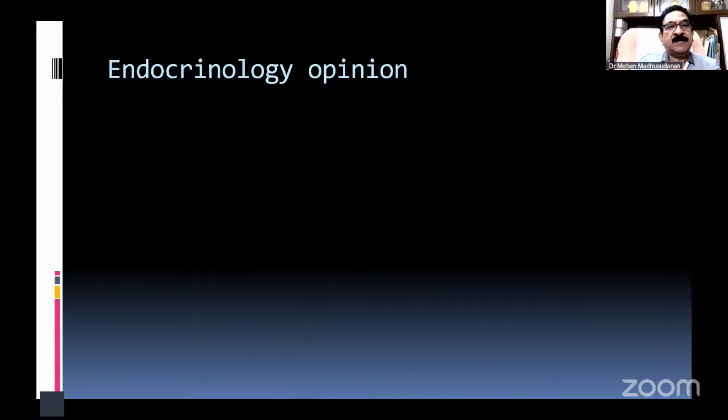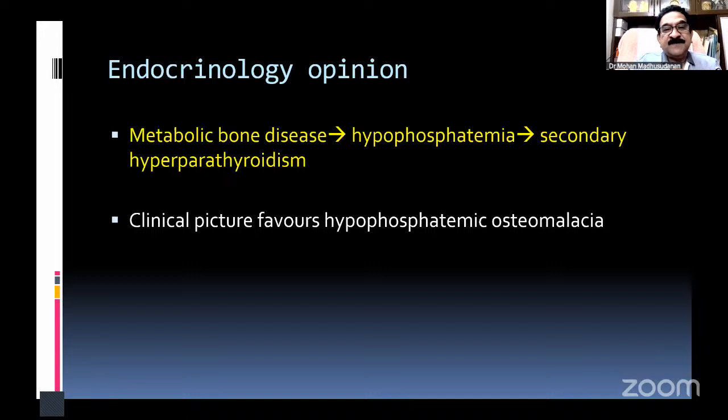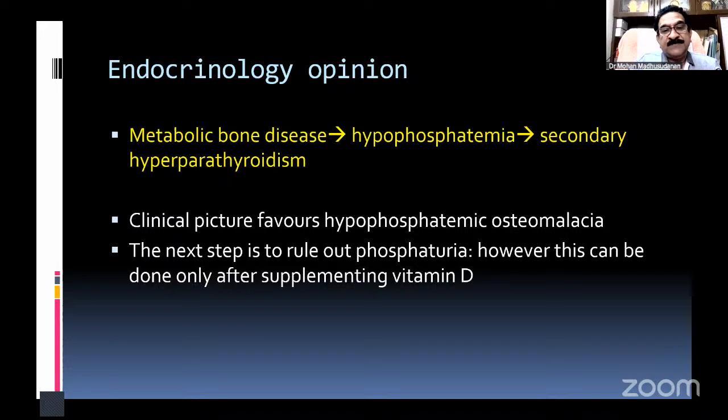So ultrasound abdomen, endocrine opinion. He said metabolic bone disease, hypophosphatemia, secondary hyperparathyroidism. He is telling that low phosphate can also produce secondary hyperparathyroidism without low calcium. Clinical picture favors hypophosphatemic osteomalacia. Next step is to rule out phosphaturia. However, this can be done only after supplementing vitamin D. That is his opinion written in the case sheet. So he was put on vitamin D and asked to come back after 4 weeks.